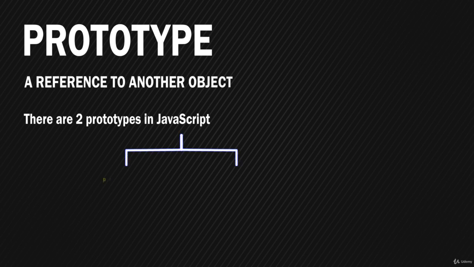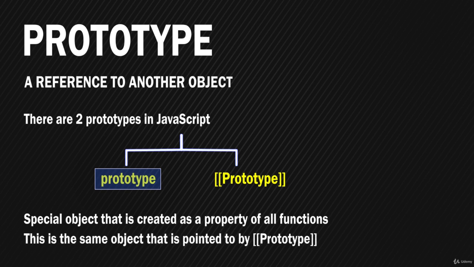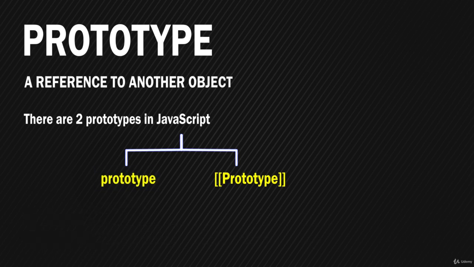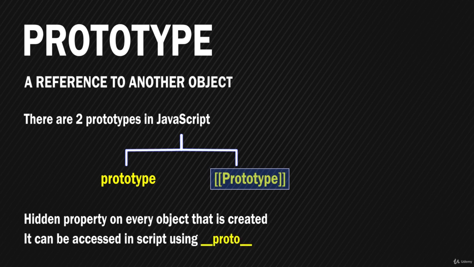One is the full word prototype, and the other one is prototype in square brackets, or what's known as underscore underscore proto underscore underscore. Let's first look at this prototype. This is a special object that is created as a property of all functions, and this happens automatically for all functions. And this is the same object that is pointed to by underscore underscore proto underscore underscore, by that other type of prototype. Which brings me on to the other type of prototype. This is a hidden property on every object that is created, and it can be accessed in script using underscore underscore proto underscore underscore. And I know this can be confusing.